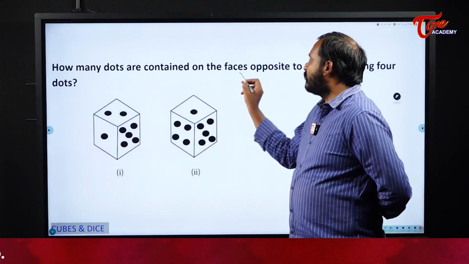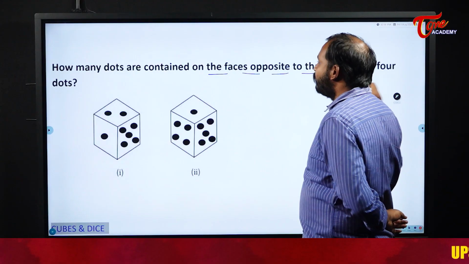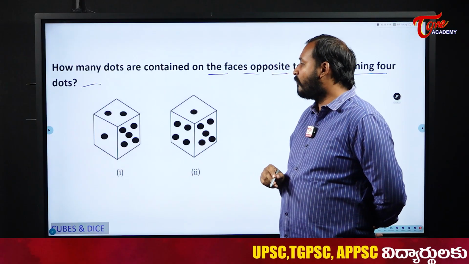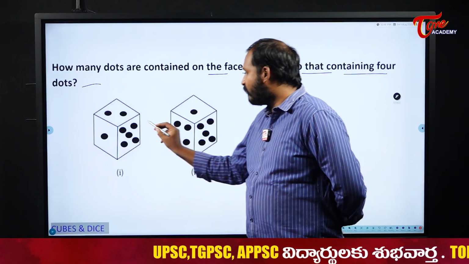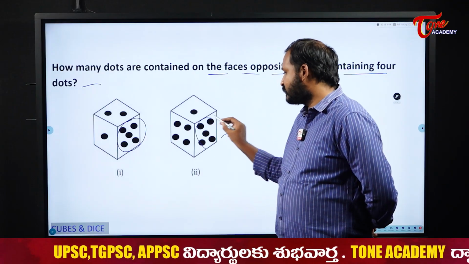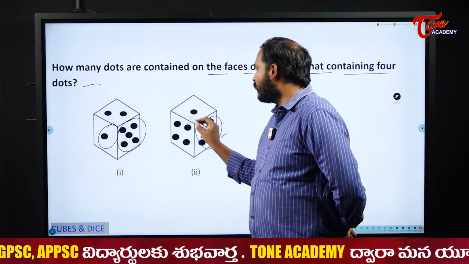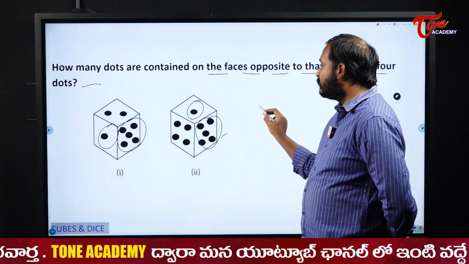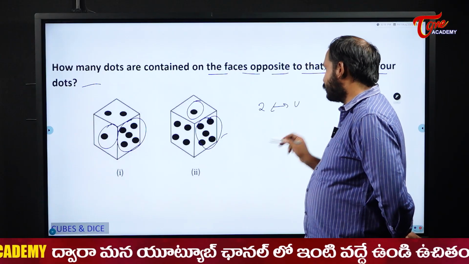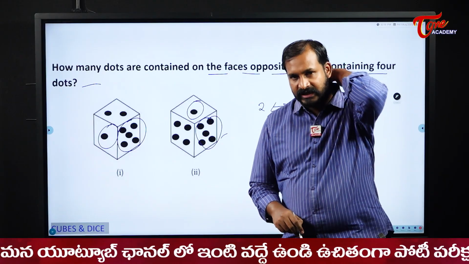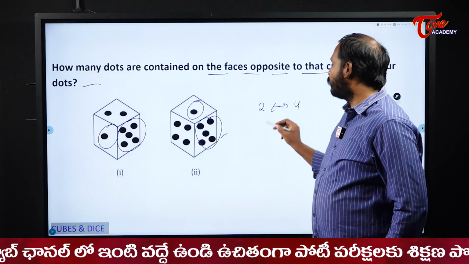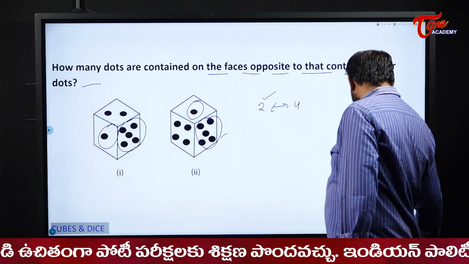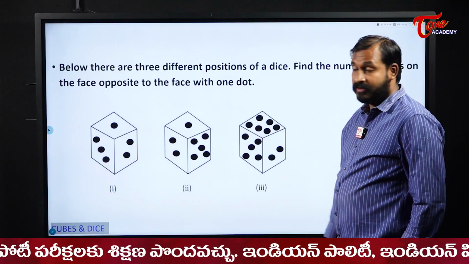Now see the next one. How many dots are contained on the face opposite to the one containing 4 dots? Now see here students, in these 2 projections, how many faces are common for me? Here I have 5 dots. Here also I have 5 dots. Okay, here I have 1 dot and here I have 1 dot. So 2 things are common, right? Then obviously the third one, that is 2 and 4 dots are opposite to each other. Then I can say that the face containing 4 dots is opposite to the face which contains 2 dots. Next one. Now see here they have given me 3 projections.